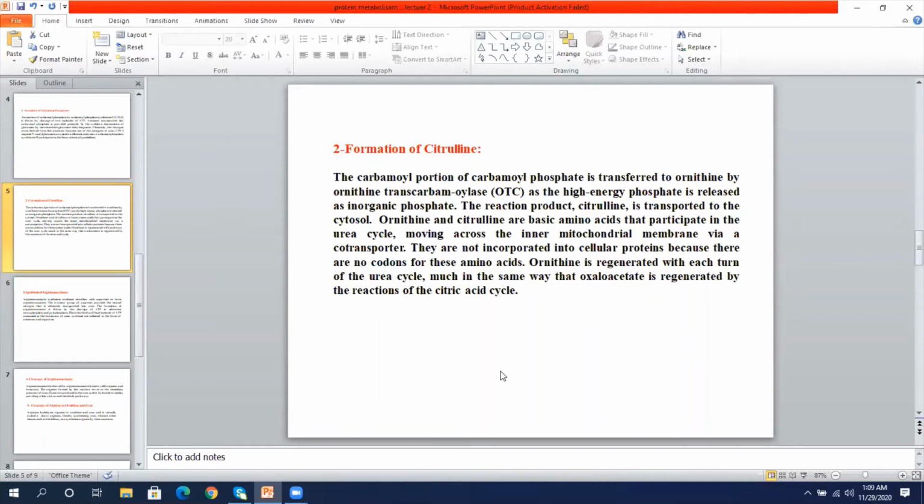Moving across the inner mitochondrial membrane via a co-transporter, they are not incorporated into cellular proteins because there are no codons for these amino acids. Ornithine is regenerated with each turn of the urea cycle, much in the same way that oxaloacetate is regenerated by the reactions of the citric acid cycle.